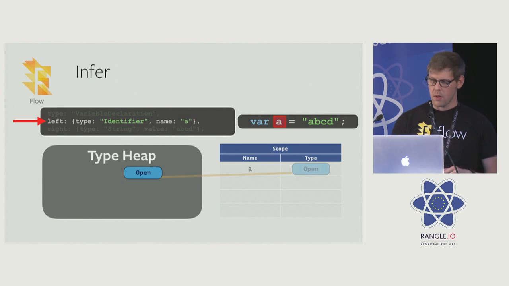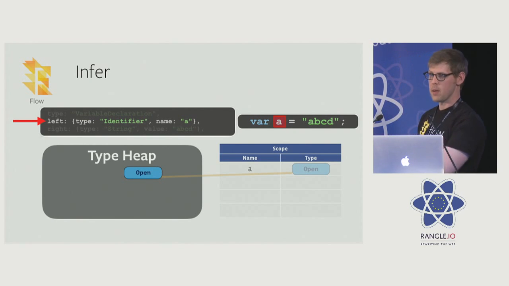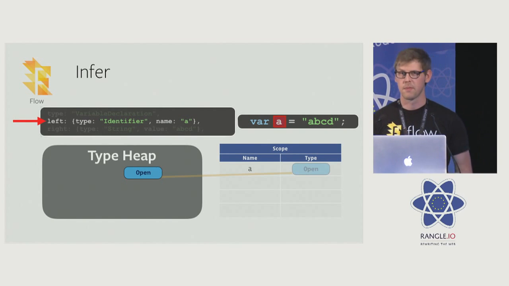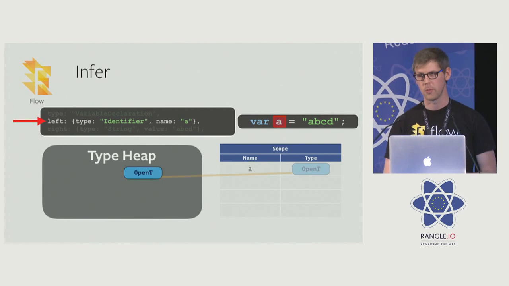Okay, now the next thing you need to know about Flow is that all types in Flow have a name, like an open type or a number or a string. And all those names end in a capital T. So when we have an open type, we call it an open T. If you look through the Flow source code, you would see open T.